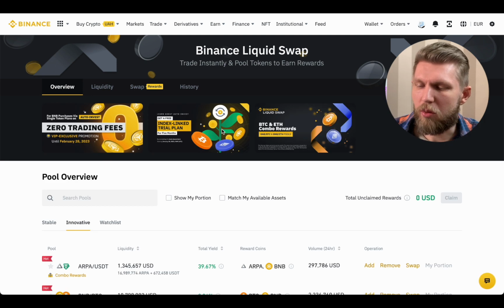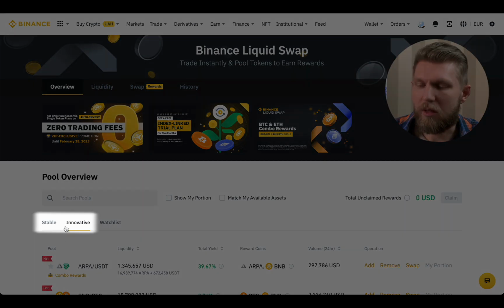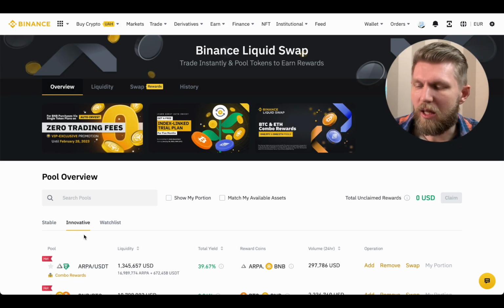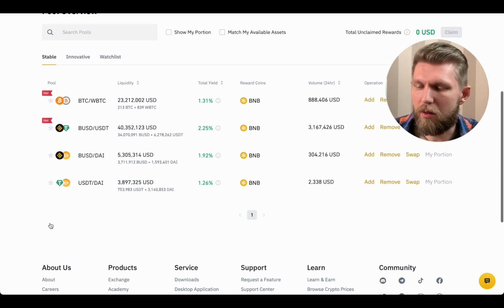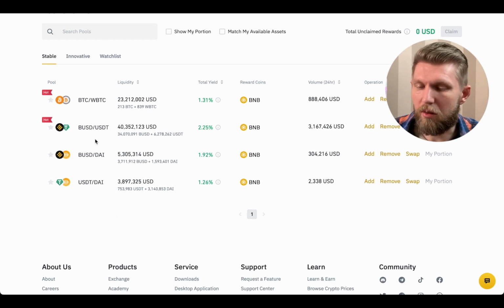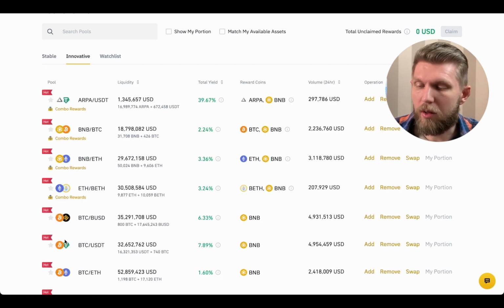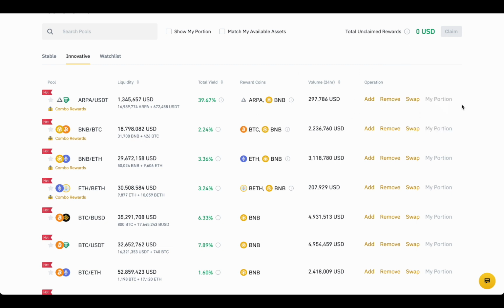On the main page, we see 2 types of coin pairs, stable and innovative. Stable is when both coins are not volatile, and investing in them means little risk and little rewards. Innovative is when at least one coin in a pair has high volatility, which means higher risk but higher rewards. On the main page we see the coin pair, how much is invested in this pair, your rewards as an annual percentage. Reward will be in this crypto, volume for 24 hours, and you can manage the selected coin pair.